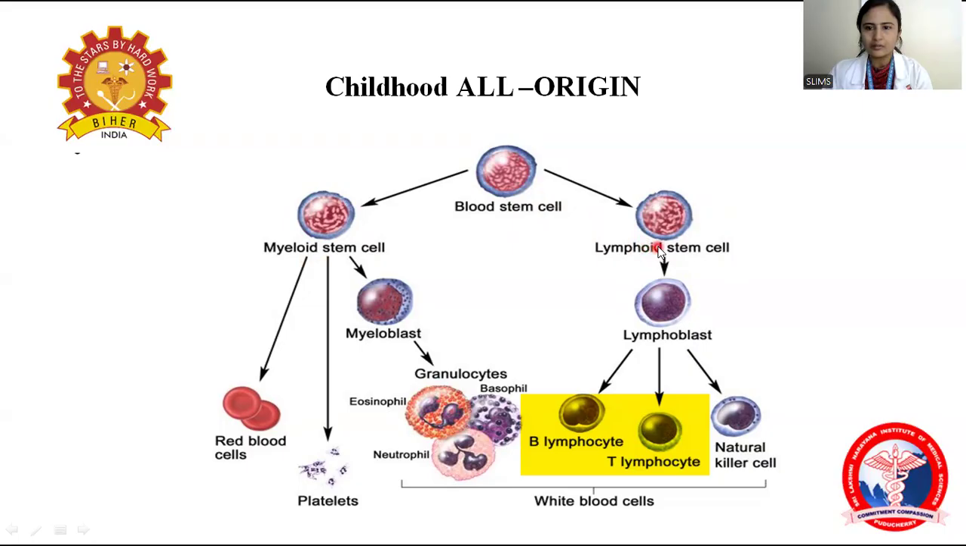If the multipotent stem cell differentiates into the lymphoid stem cell, then it will go into the lymphocytic lineage. This lymphoid stem cell will differentiate into the lymphoblast, and this lymphoblast further matures and differentiates to be released into the peripheral circulation as B lymphocytes, T lymphocytes, and natural killer cells. If the blood stem cell differentiates into the myeloid stem cell, then it will go according to the myeloid lineage. These myeloid stem cells differentiate into myeloblasts. If they differentiate into myeloblasts, they mature into granulocytes like eosinophils, neutrophils, and basophils, which are released into the peripheral bloodstream. And if the myeloid stem cells differentiate into the erythroblast, they mature as red blood cells.